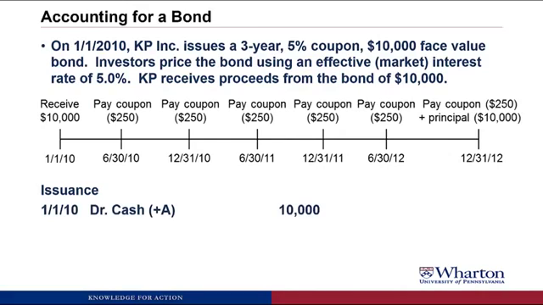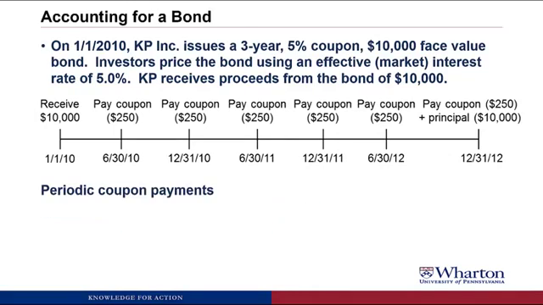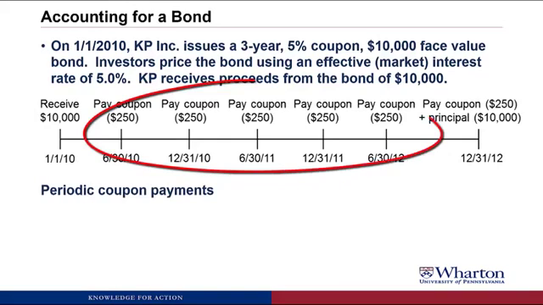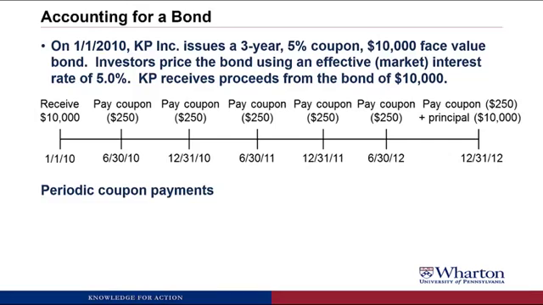So on this date, we're receiving cash of $10,000, so we debit cash. We credit bonds payable, a liability, for $10,000. Now let's look at the journal entry for the periodic coupon payments, and those 5 payments in the middle are all identical journal entries, so just try to do one of those and it'll apply to all of them. So here is the pause sign.